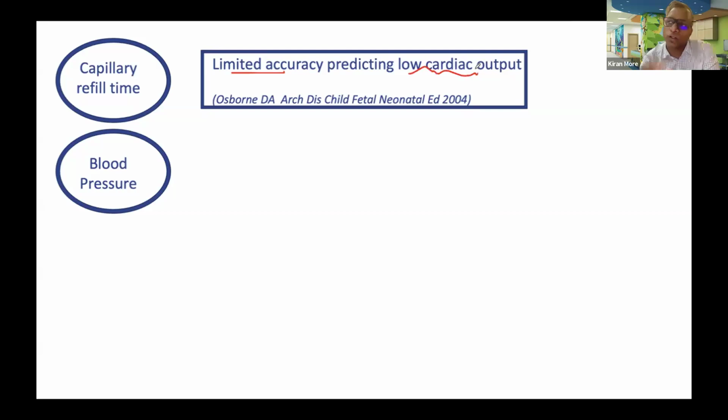So I'll be talking a lot on the cardiac output, because in shock, what matters is the tissue perfusion. So what is your output? What is your tissue perfusion? That matters more than the other parameters. So cap refill may not predict the low cardiac output.